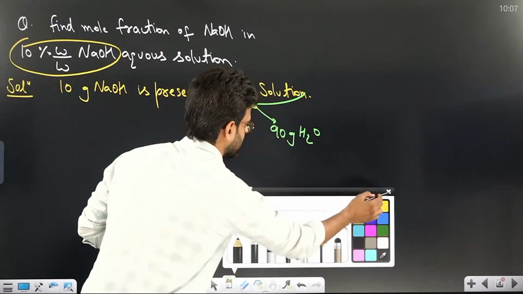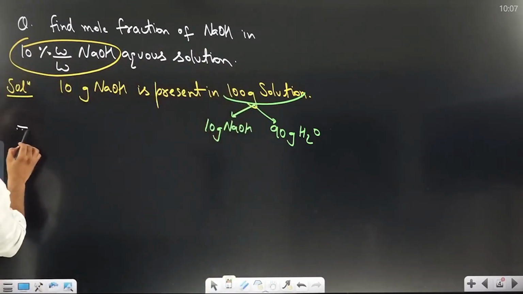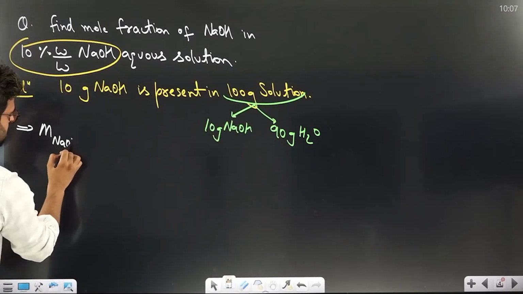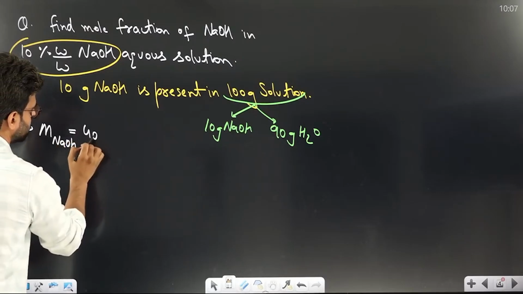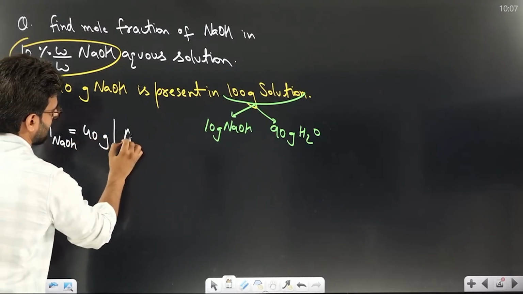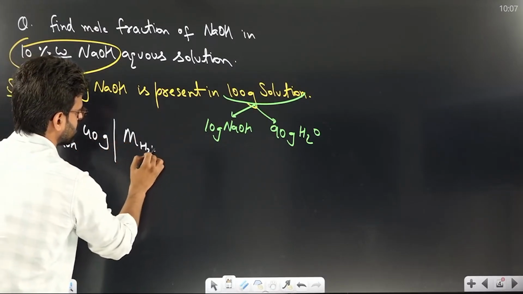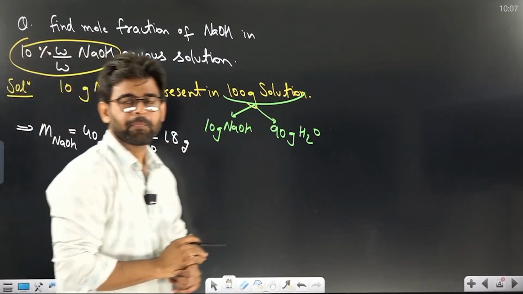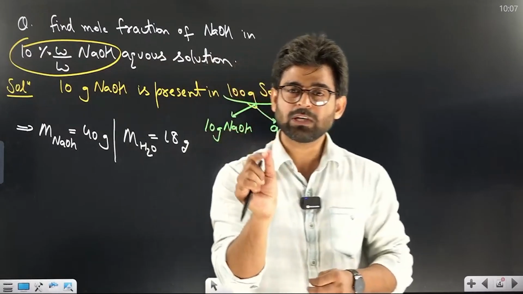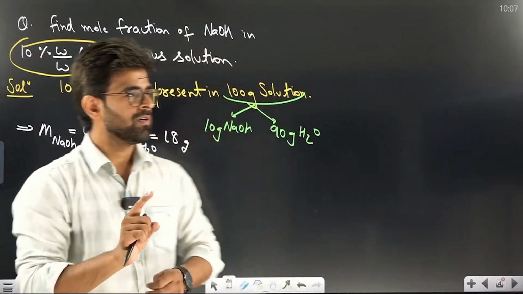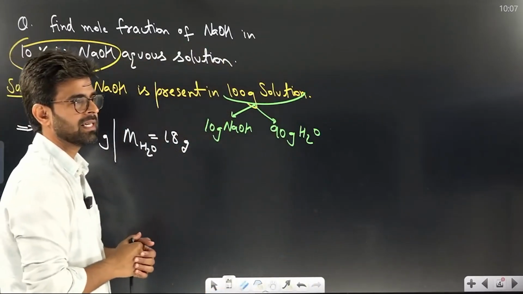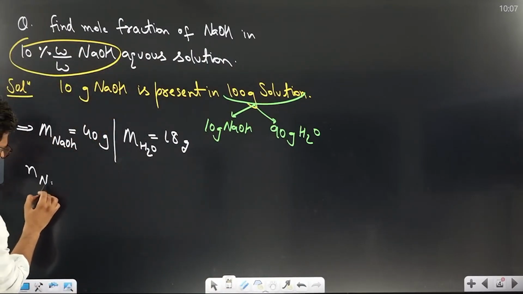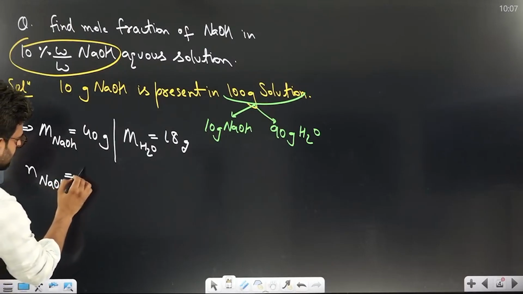Now, for your little help, I am telling you that the molar mass of NaOH is 40 gram per mole, and the molar mass of water, if you don't know, is 18 gram per mole. Clear? Molar mass of NaOH 40, and molar mass of water 18.